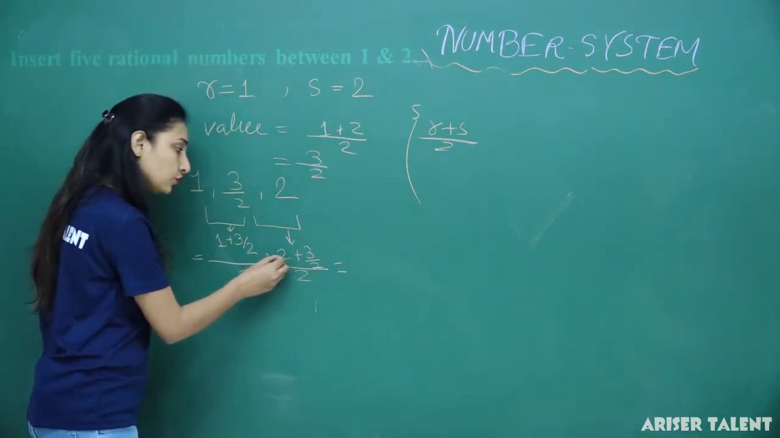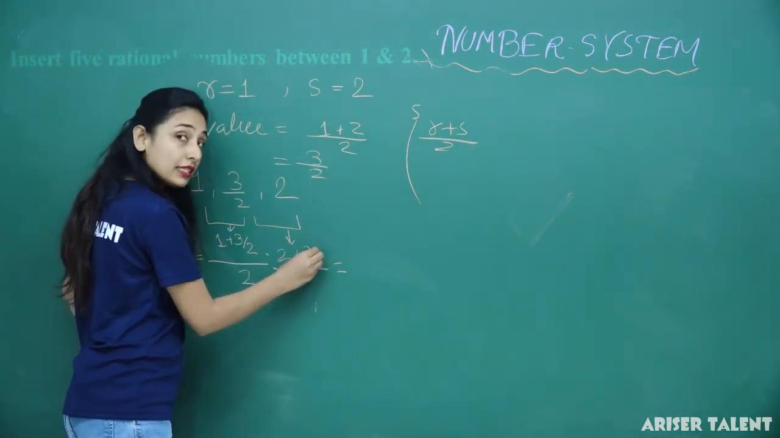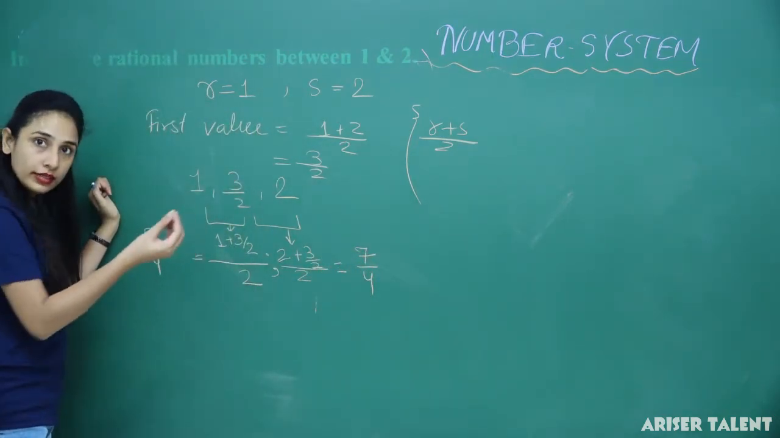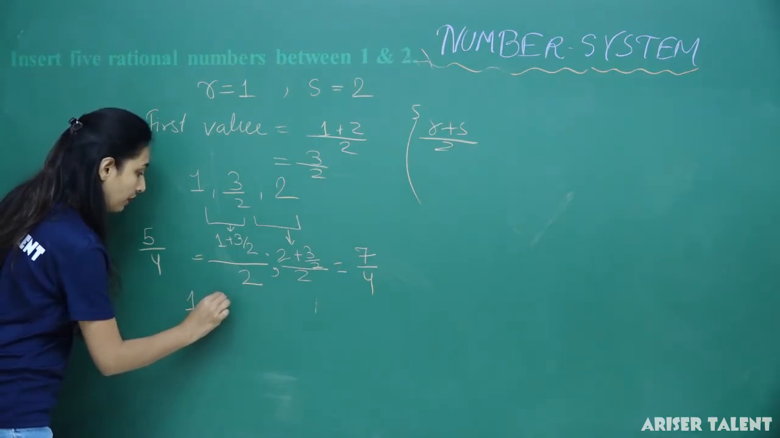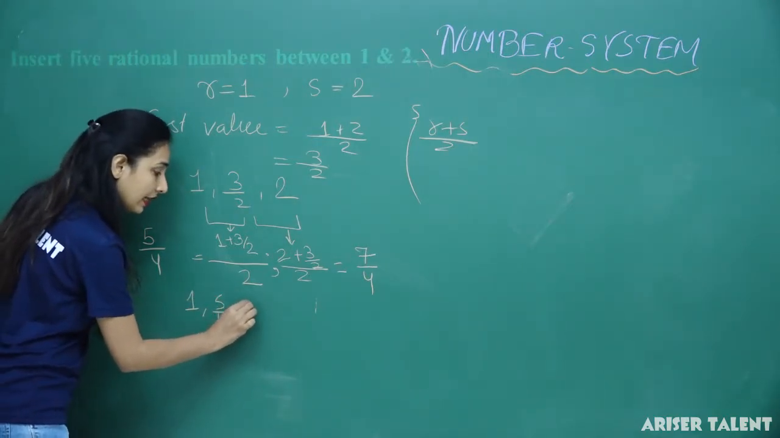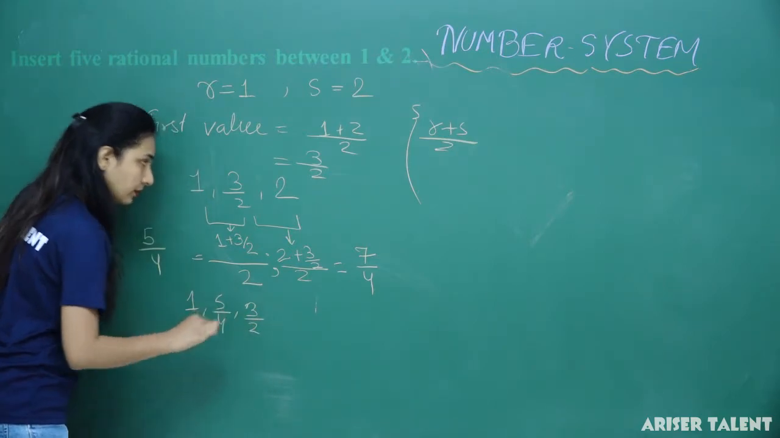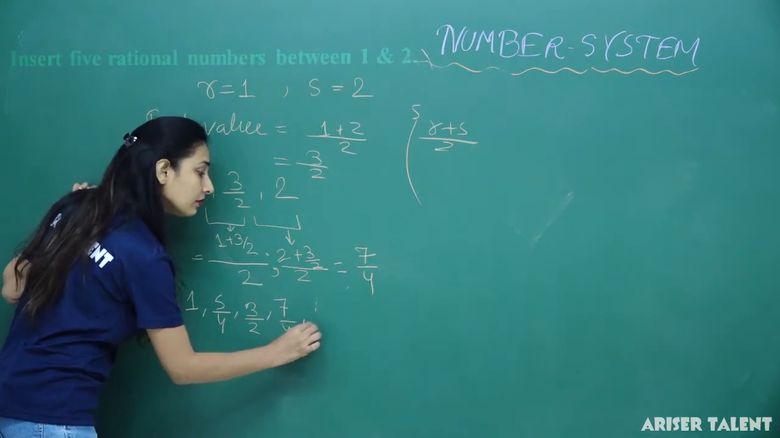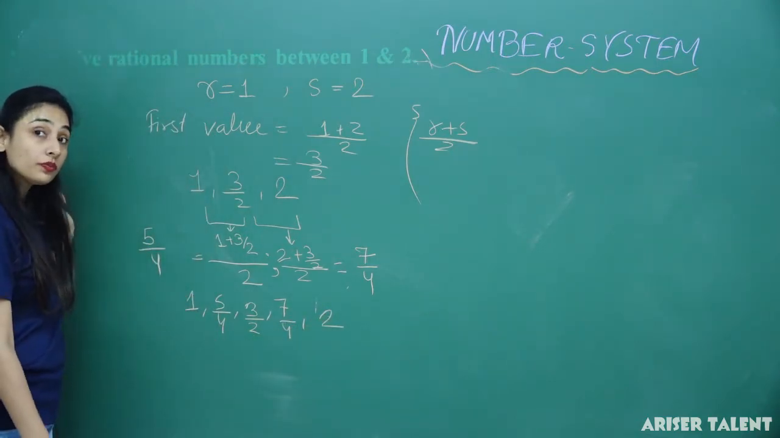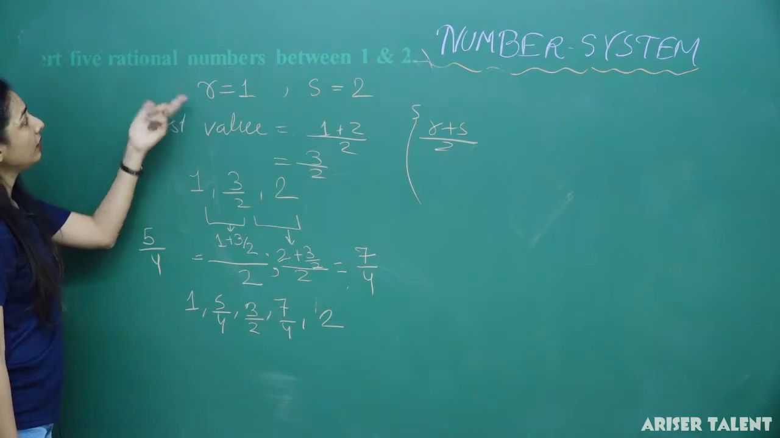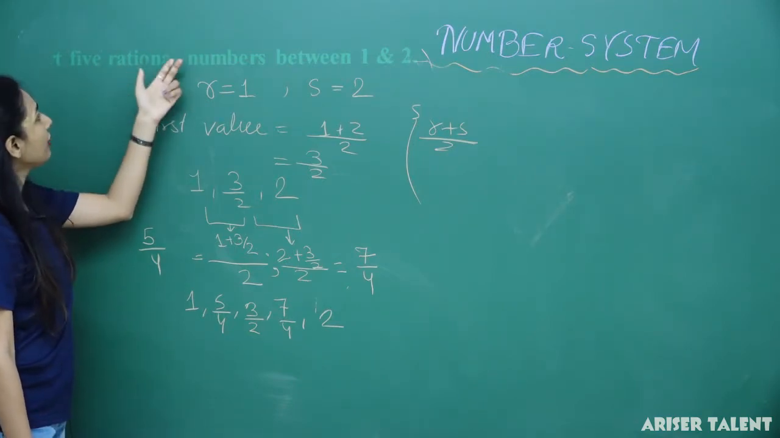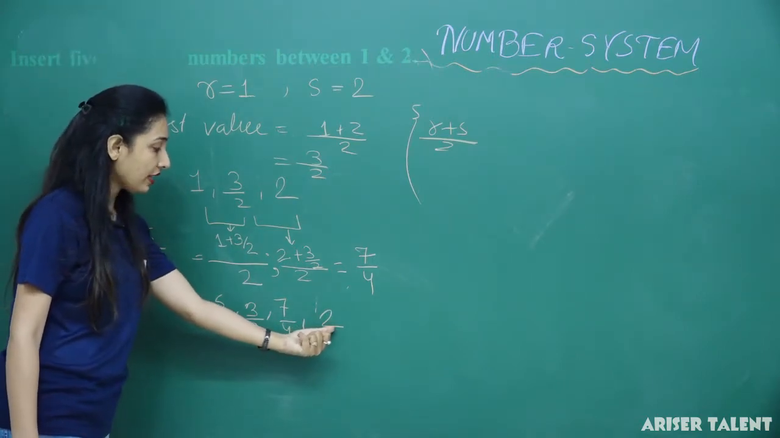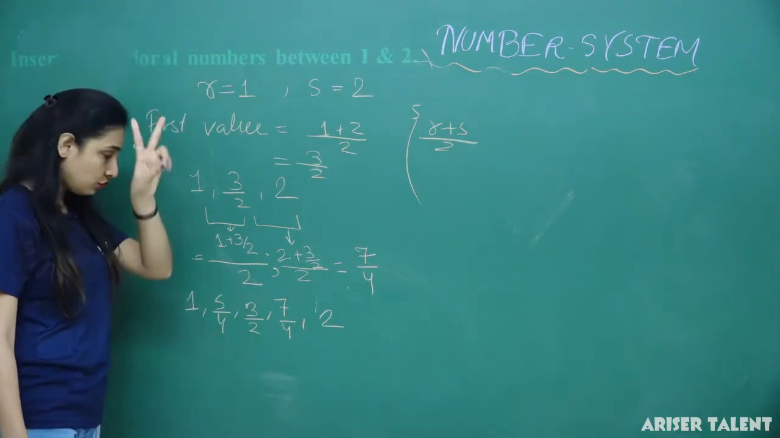Here, 2 to the 4, 4 plus 3 is 7, so that will be 7 by 4. So now that will become 1, 5 by 4, then 3 by 2, and then this value 7 by 4 and this 2. Now we are to fill the 5 rational numbers here. So this is 1, this is 2, this 3, this 4, this 5.